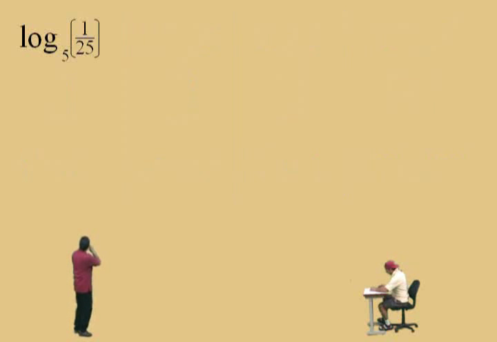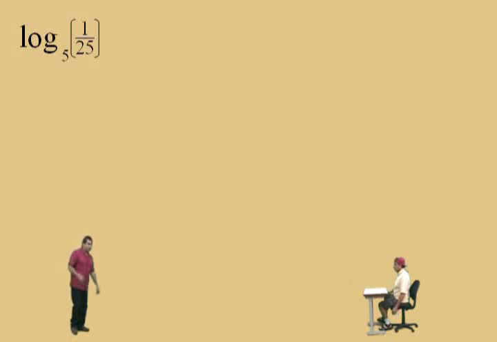Okay, now, log base 5 of 1 over 25. Now, this requires that you have some knowledge of negative exponents, okay? Here we go, Charlie. Now, it's a tough one. What is this logarithm asking you? 5 to what power is 1 over 25? Okay, that's right. Now, think about this, Charlie. What do you raise 5 to the power of to get 25?